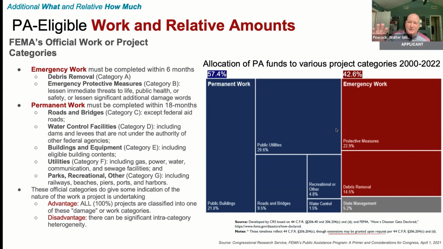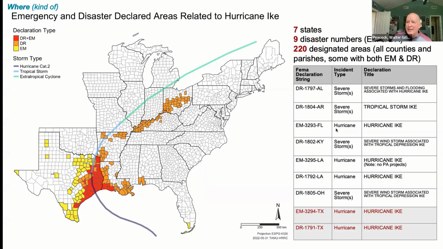So we at least have those categories. Unfortunately, they can be quite heterogeneous in there, and I'll talk a little bit about that. You can see the breakdown: about 57% of funding goes to permanent work and about 43% to emergency work. This gives you a sense of the numbers and areas that had disaster declarations with respect to Hurricane Ike. We're going to be dealing with just Galveston County.